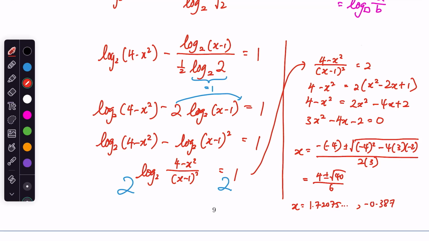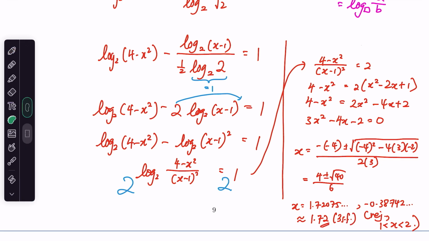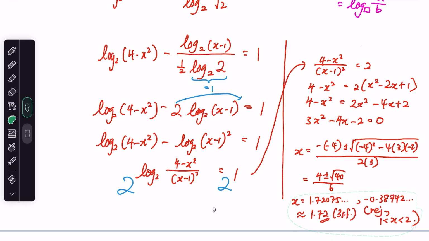Okay, the second one I'm going to reject because in the previous part we have shown that x is between 1 and 2. So that's why the hence part comes in useful. So the first solution is okay. I'm going to round off to 3SF. And we are done. Okay, so that's all for this question.